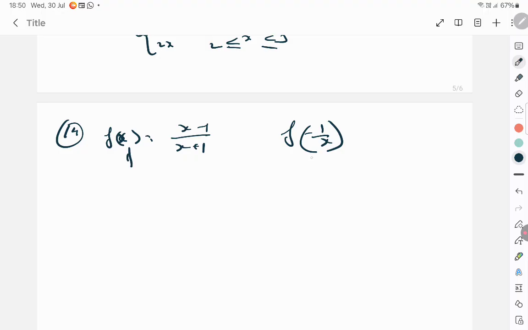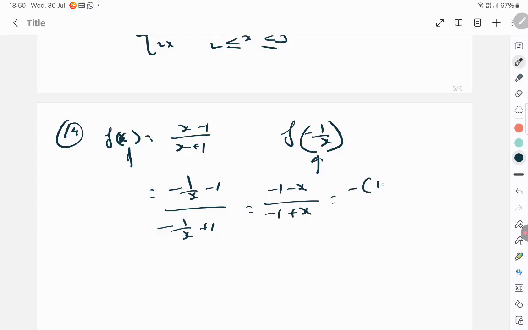So in the place of x, you have to substitute minus 1 by x. So minus 1 by x minus 1, minus 1 by x plus 1 will be minus 1 minus x by x, by minus 1 plus x by x. X and x anyway get cancelled. You can write it as minus of 1 plus x. No, just leave it like this. This is the value, that's all. You get this answer, leave it like this.